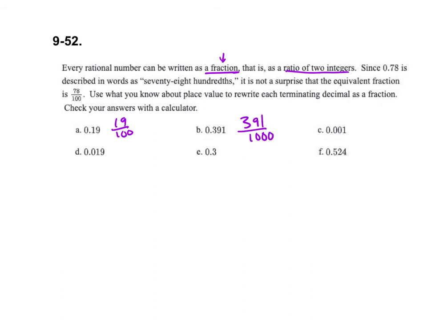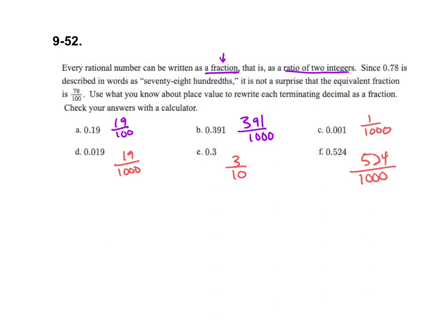So why don't you work on the rest of these, and I'll show you the answers here in just a second. So pause the video and see what you can come up with. All right, so here are the rest of your solutions. So 1 over 1,000, 19 over 1,000, 3 over 10, and 524 over 1,000.